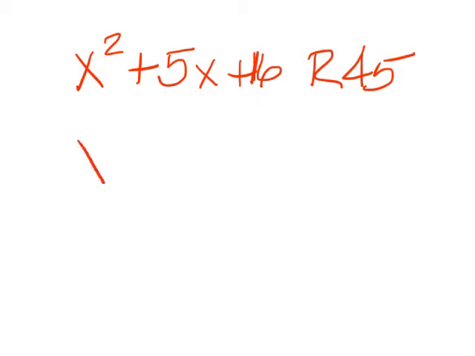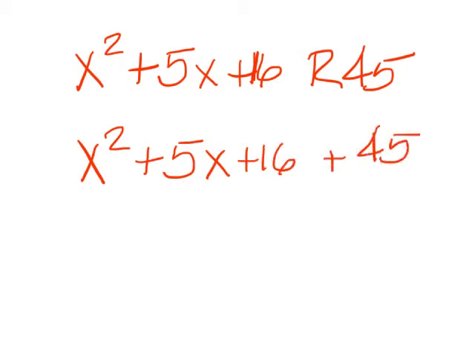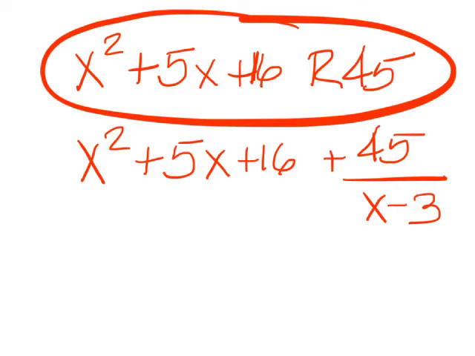You could also do it this way, x squared plus 5x plus 16, and then plus 45 over what you were dividing by, which was x minus 3. We'll just go ahead and write it this way.